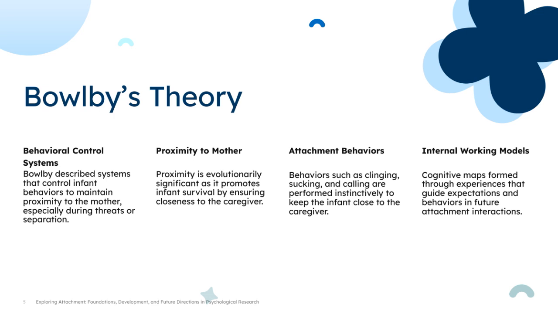Over time, through experiences with their caregiver, infants develop internal working models. These are mental frameworks or cognitive maps that guide their expectations and behaviors in future relationships. These models shape how they approach attachment throughout life.